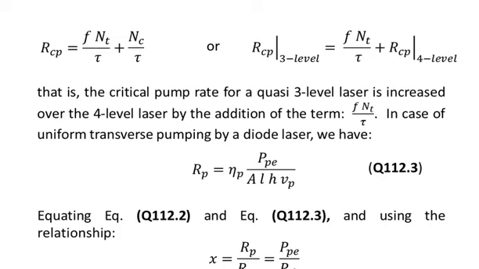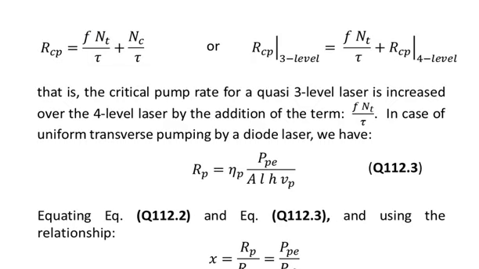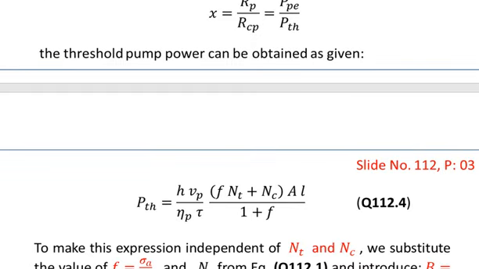So we can equate equation number 111.2 and equation number 3 to write this term, that is X is equal to the ratio of Rp to RCP, which is the same as the ratio of PPE to P threshold. This is the threshold pump power in the denominator. You see that our objective is to calculate P threshold, so we can write the P threshold value over here.